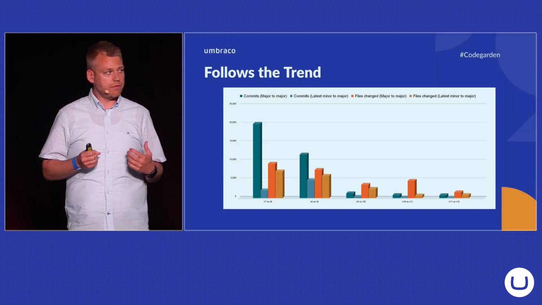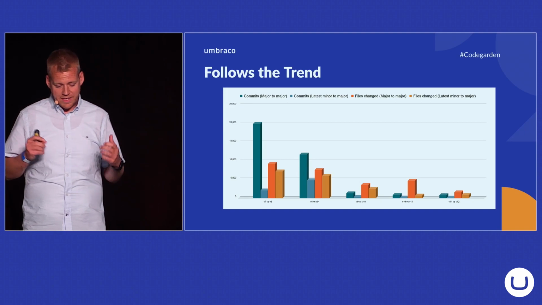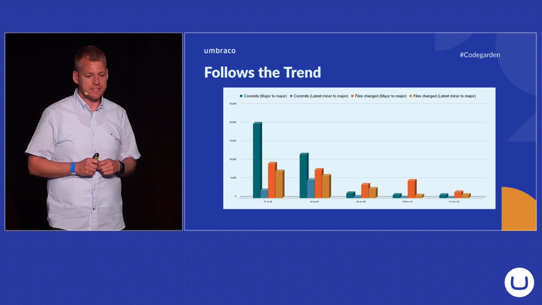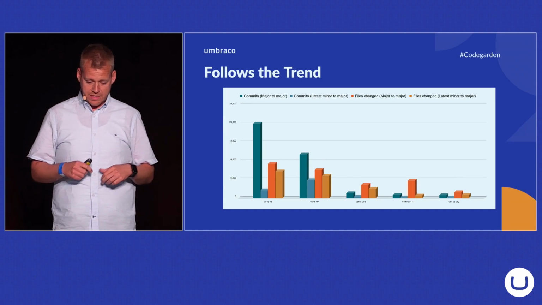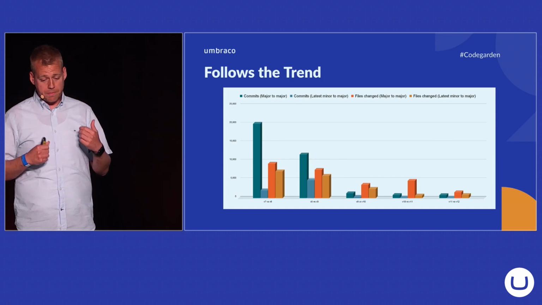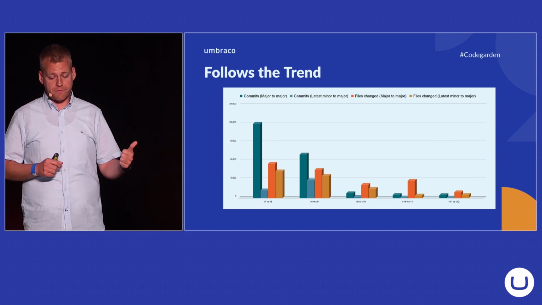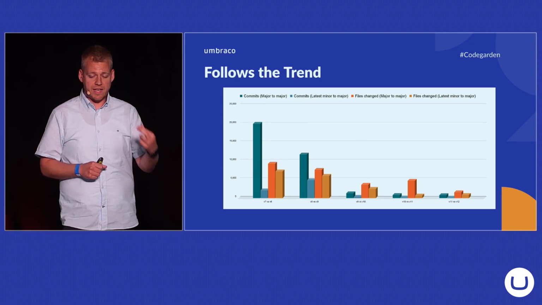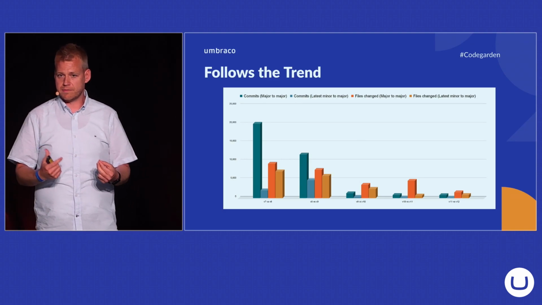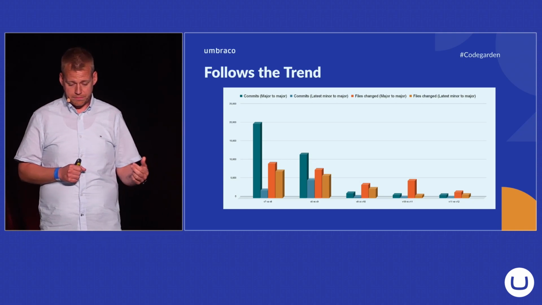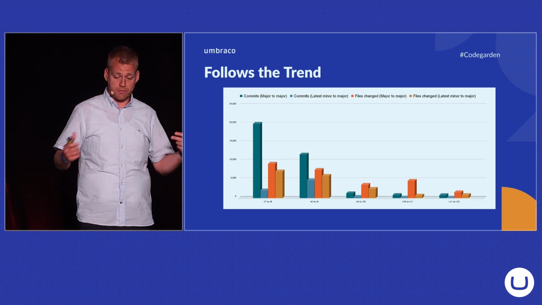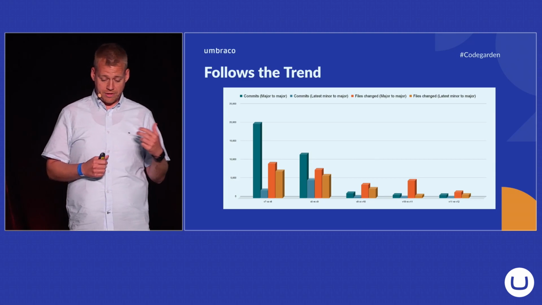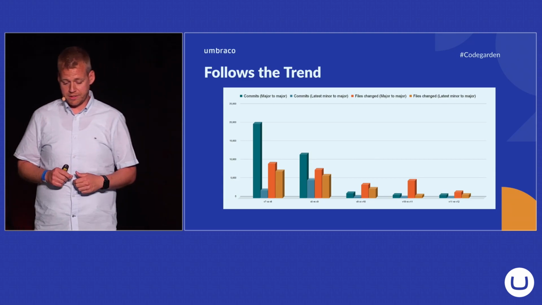But Umbraco 12 follows the trend. It is a small major release, like the last couple of releases. So this diagram shows the green bar is the commits from the major version to the major version. The blue bar is the commits from the last minor to the next major. And the orange bar is the files changed from major to major, and the yellow is the files changed from the last minor to the next major.